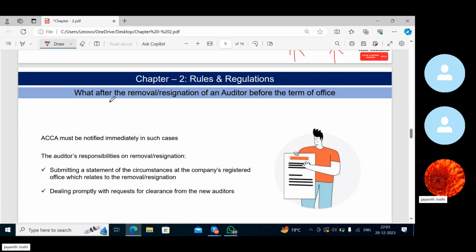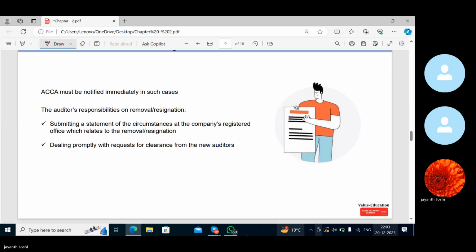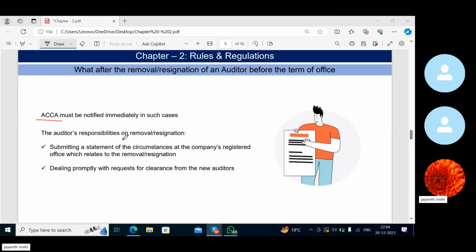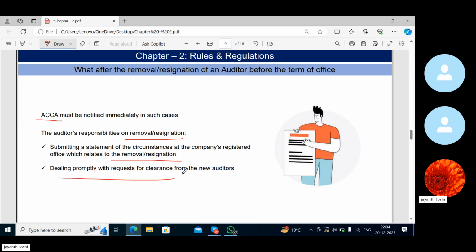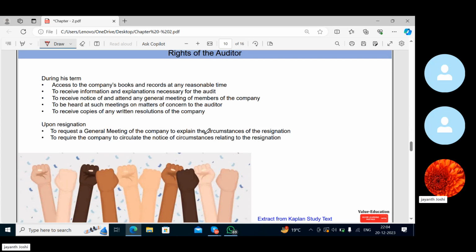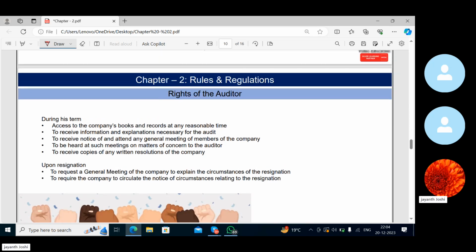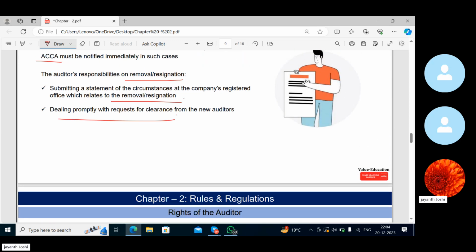Rules and regulations: what happens after the removal or resignation of an auditor before the term of office? ACCA must be notified immediately in such cases, like why the auditor has been removed, why the member of the body has been removed, or if they want to remove him. And the auditor's responsibilities on removal and resignation: submitting a statement of circumstances at the company's registered office relating to the removal or resignation, and dealing promptly with requests for clearance from the new auditors. So they should submit why they should not be removed. They should give in writing the reasons and explain all the circumstances, and deal promptly with the requests for clearance from the new auditors.